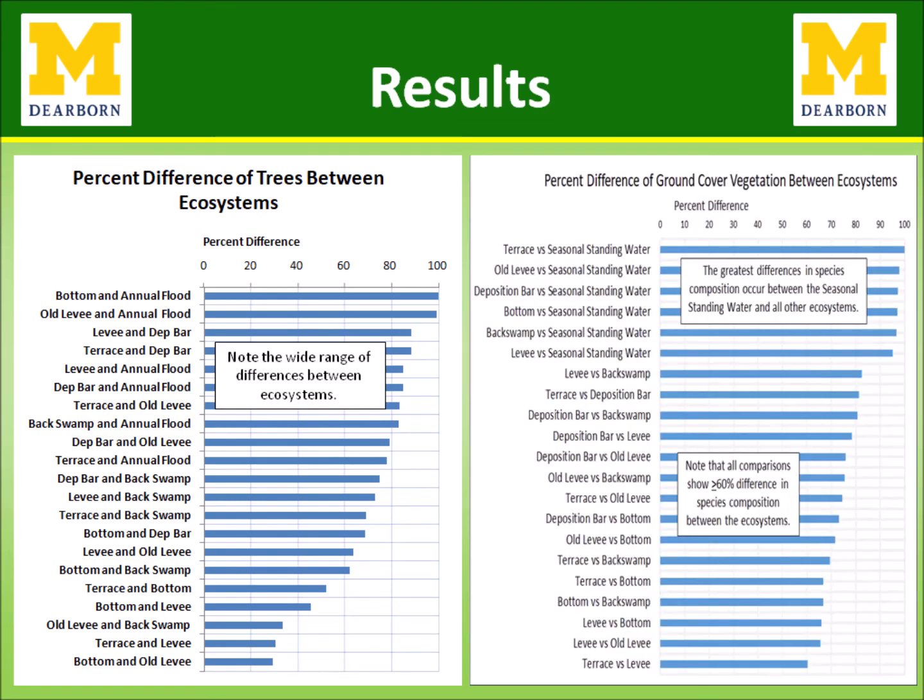A similar comparison of the ground cover vegetation between the ecosystems showed a high degree of difference between all ecosystems. No ecosystem showed less than a 60% difference in the species composition. The greatest differences occurred between the seasonal standing water, which had almost 100% difference compared to every other ecosystem.